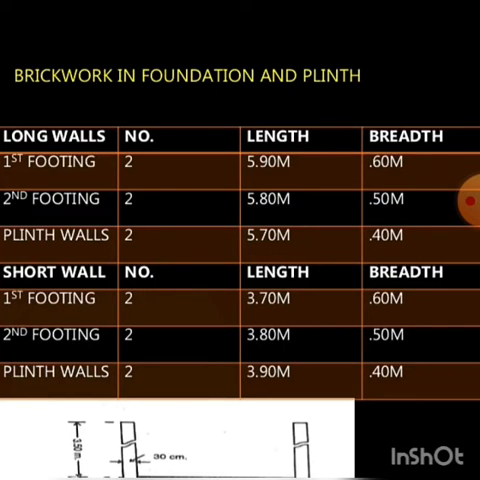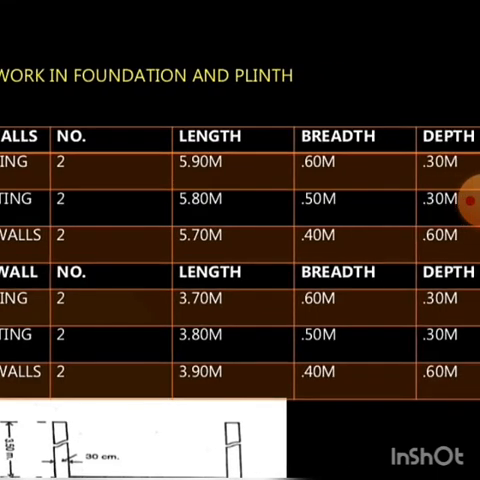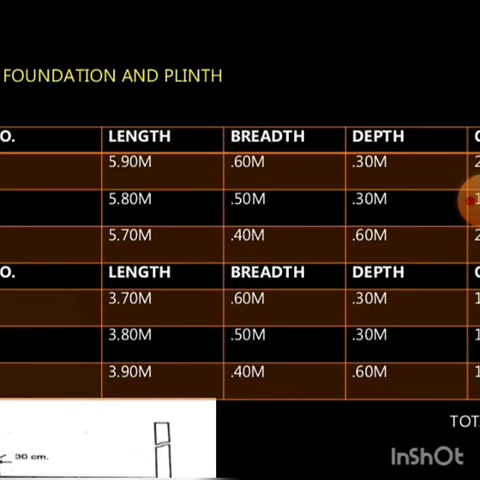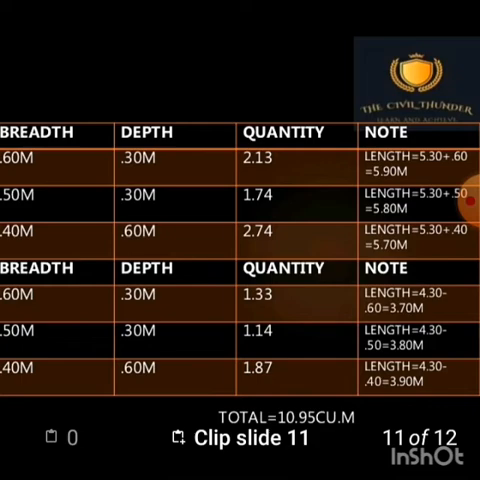Therefore for first footing, second footing and plinth walls, we are having 2 in number. The lengths we have calculated just now, I have noted down in the length column as 5.9 meters for footing 1, 5.8 meters for footing 2 and 5.7 for the plinth wall. Now the breadth is also noted in the breadth column, which is 0.6, 0.5 and 0.4 respectively. The depth values are also noted as 0.3 meters, 0.3 meters and 0.6 meters respectively. Now the quantities obtained for footing 1, footing 2 and plinth wall are 2.1 cubic meters, 1.74 cubic meters and 2.74 cubic meters respectively.